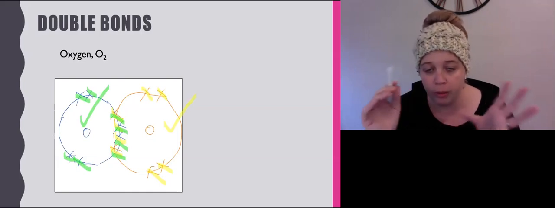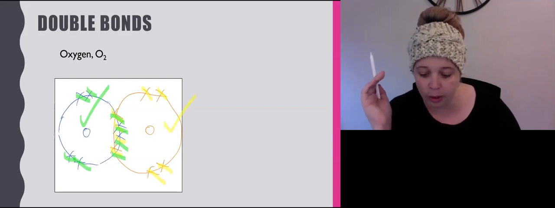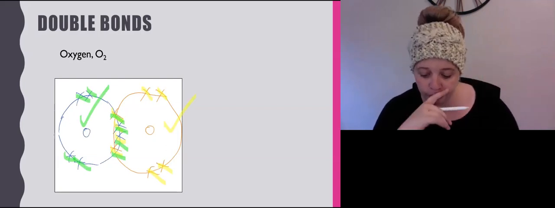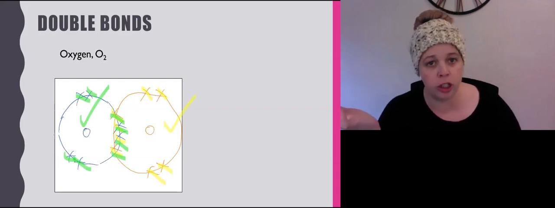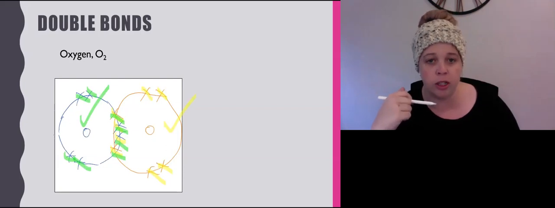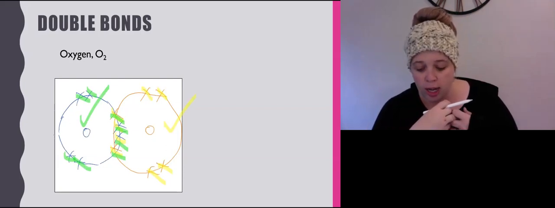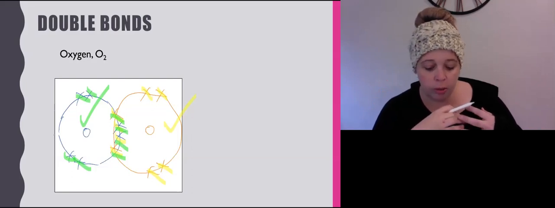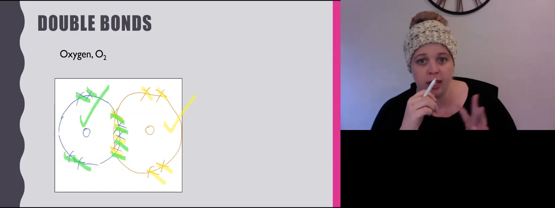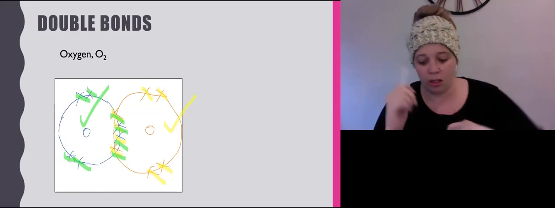So looking at our notes again, it says each oxygen atom can gain these 2 electrons by sharing 2 with the other oxygen atom. When oxygen atoms approach each other, 2 pairs of electrons are drawn into the region between the 2 nuclei, and the outer shells partially merge. The result here is what we call a double bond. Now, a double bond is 4 electrons shared. A single bond is 2 electrons shared. Double bond is 4 electrons shared.